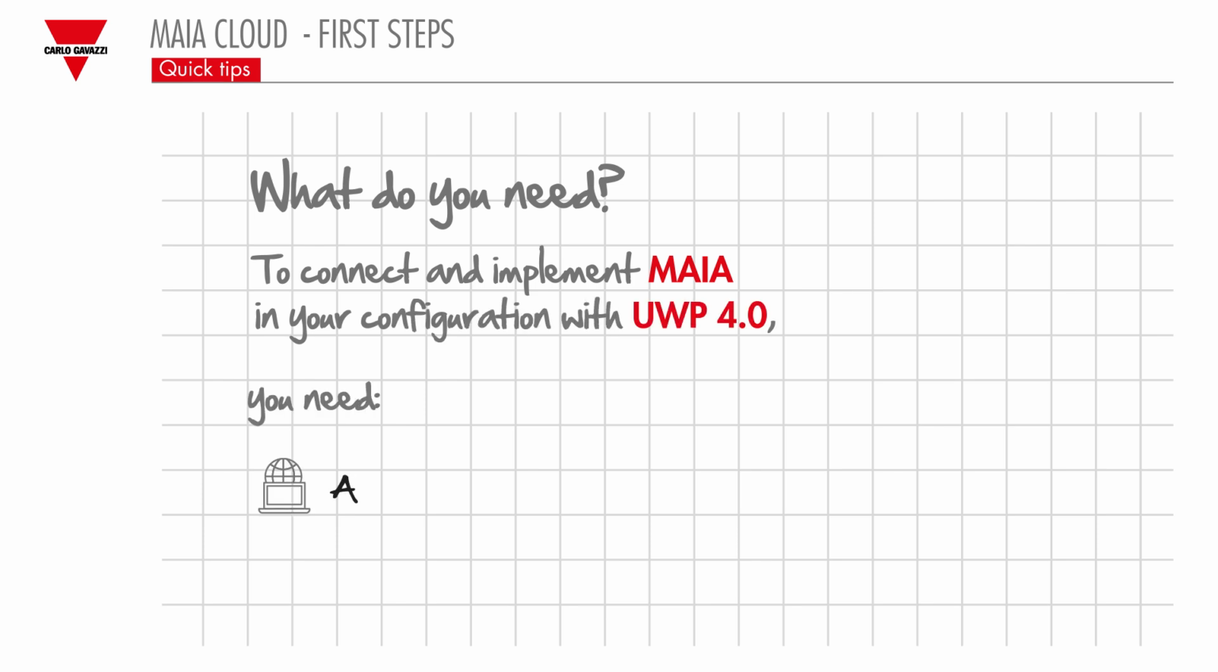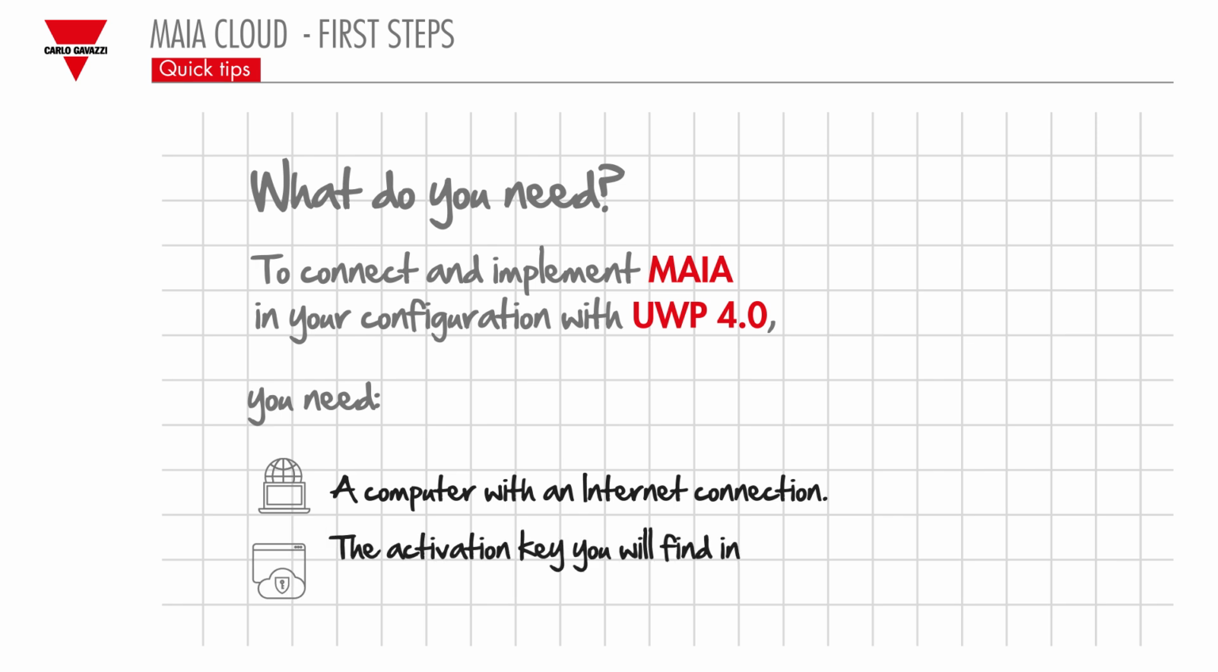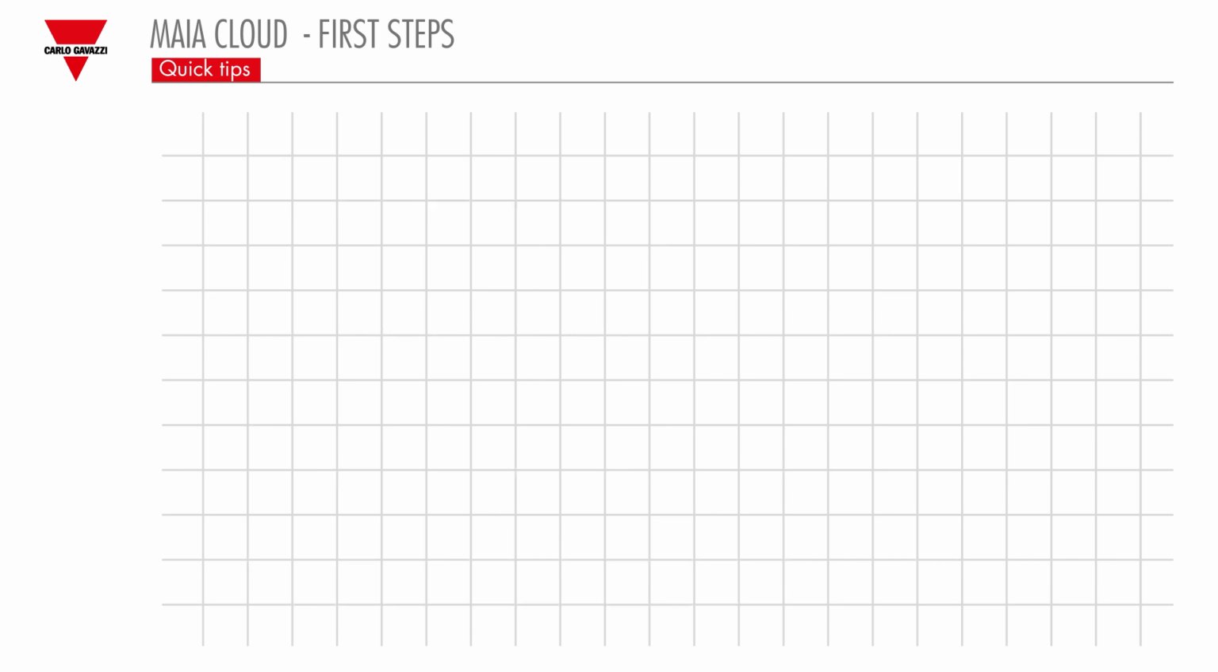You need a computer with an internet connection. The activation key you will find in your UWP 4.0 box. Keep it handy, you will need it later.